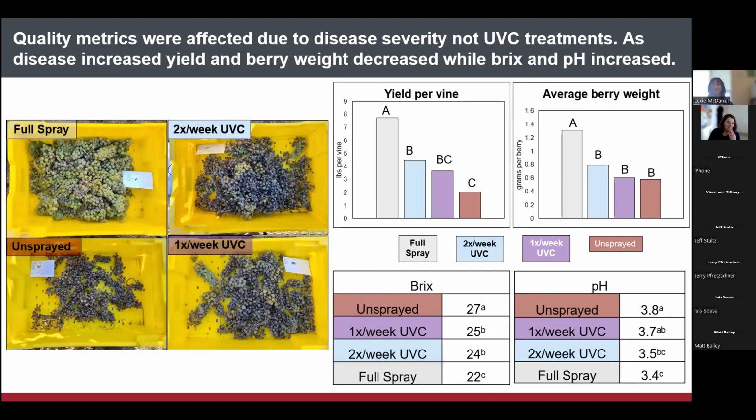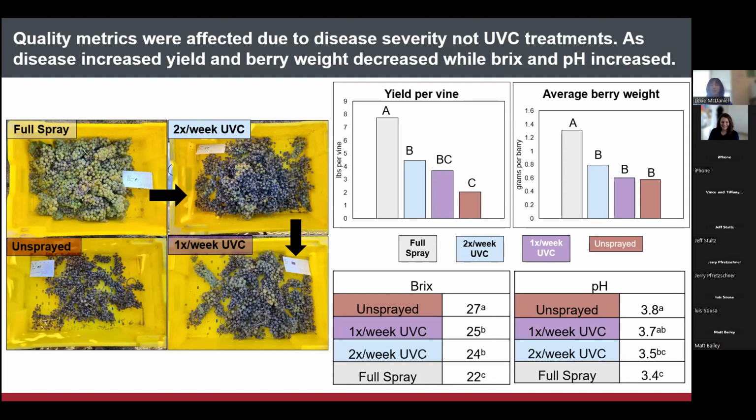So it is important to notice those visual differences seen in those left pictures. The top left is the full spray, which looks okay, but as you follow clockwise, the disease gets worse. Two times per week was our tightest interval, so we were out there every 3 days spraying. It looks better, but definitely that is not acceptable fruit. And then once per week, it looks worse. You also get less yield coming through that.